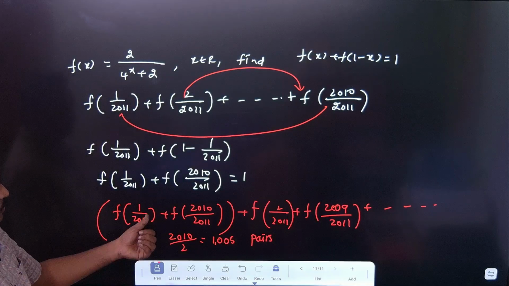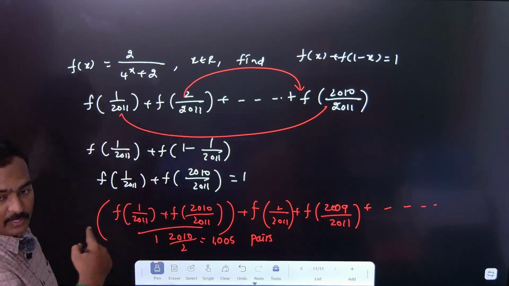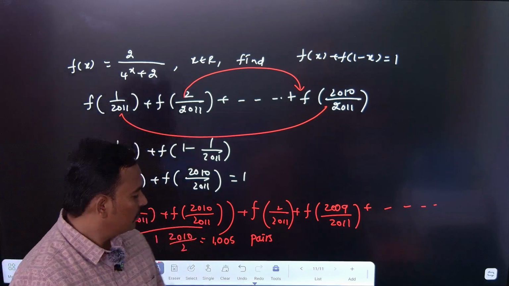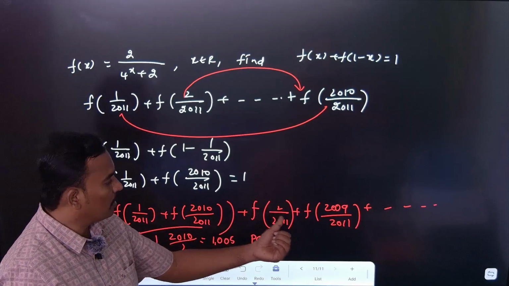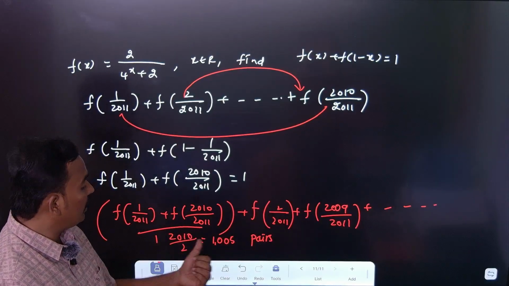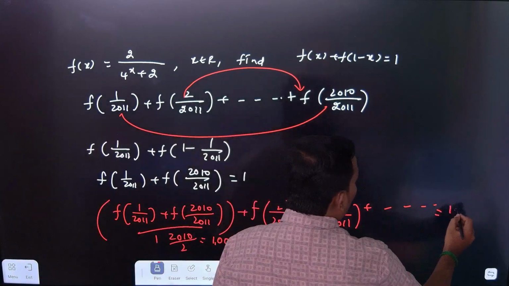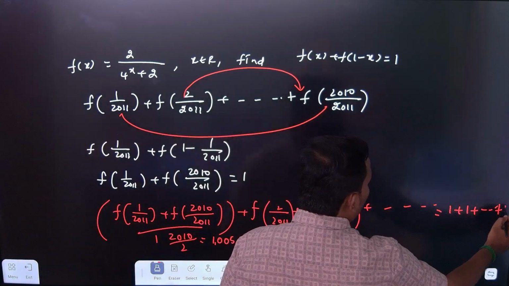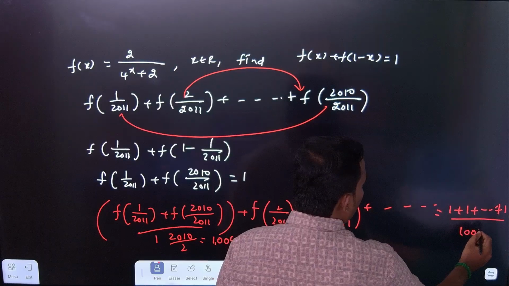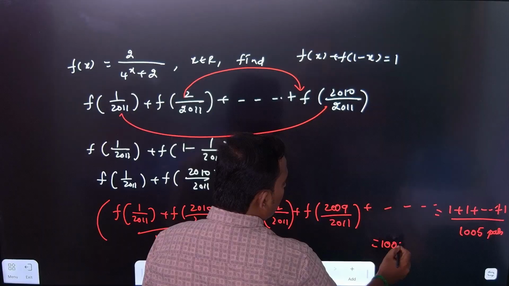Understand? So why are we doing it like this? Because each term will be 1, right? Because f of x plus f of 1 minus x is 1. So therefore it's 1. This is also 1. 1, 1, 1. How many pairs are possible? 1,005 pairs possible. Therefore the answer for this one is what? 1 plus 1 plus 1 up to 1. How many times? 1,005 pairs. So the answer for this question is 1,005.